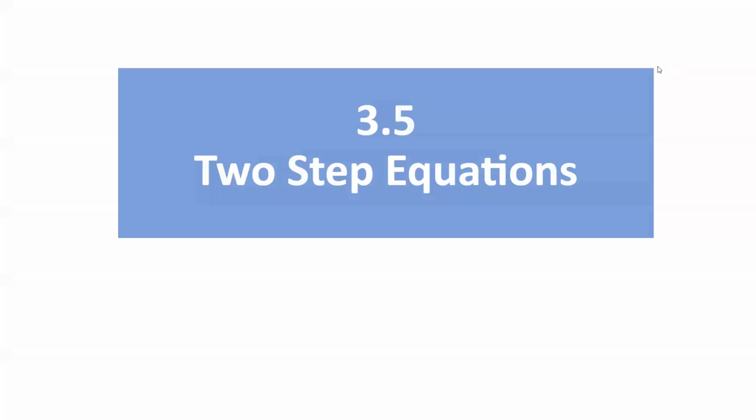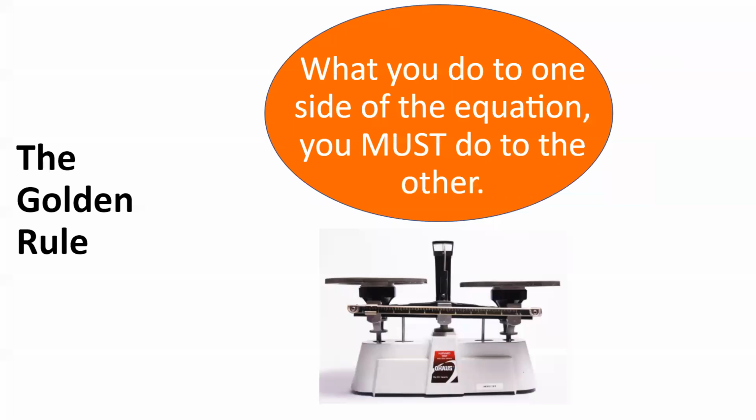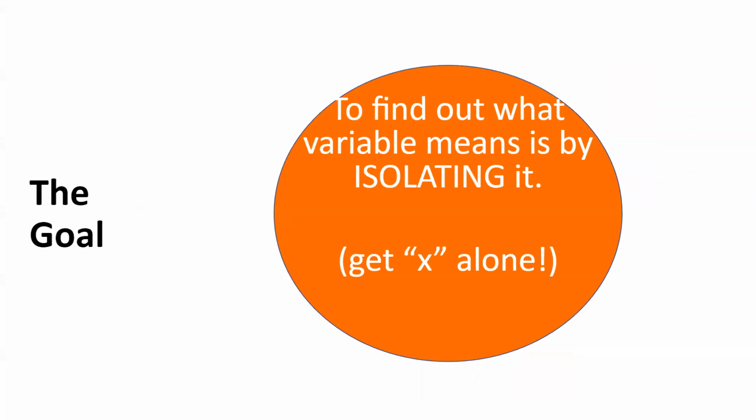Today we're moving on to two-step equations. This is lesson 3.5. So we're taking everything that we learned from one-step equations, except now there's just two steps. So you are still going to have that golden rule, whatever you do to one side, you must do to the other. We still have the same goal of finding out what that variable means by isolating it, which means get x alone.